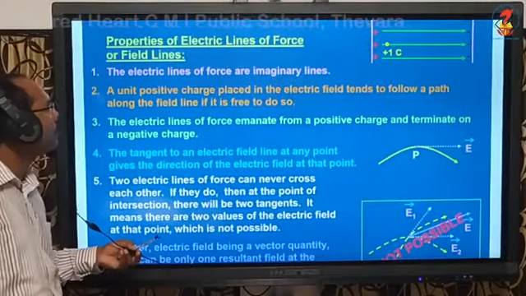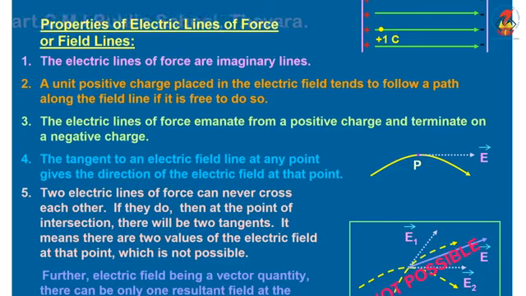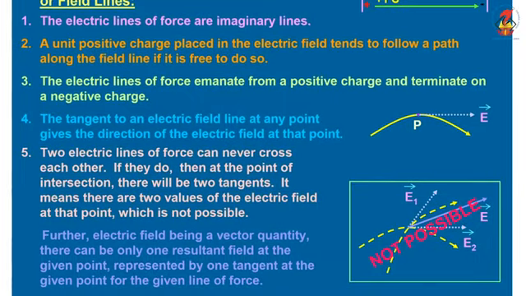Now let us study the properties of electric lines of force. The first thing, electric lines of force are imaginary lines. They are straight lines or curved lines, which we have seen before. Now the second point, a unit positive charge placed in the electric field tends to follow a path along the field line if it is free to do so. The third point, electric field lines of force emanate from a positive charge and terminate on a negative charge. That means electric field lines start from positive Q and end at negative Q.